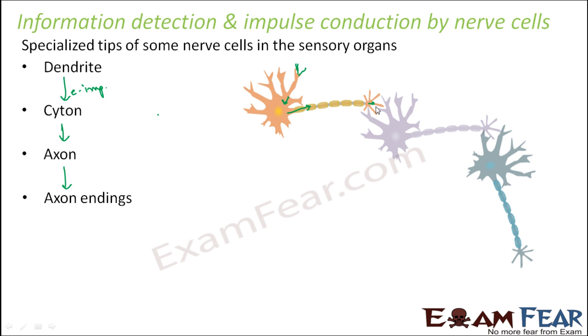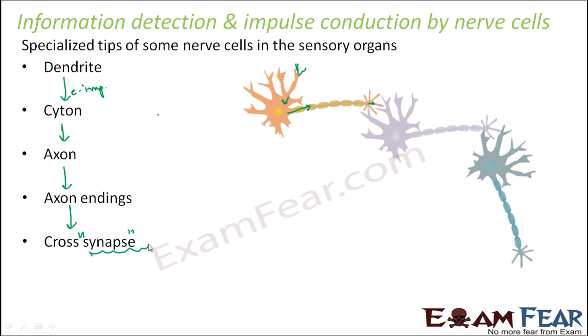Now at the axon endings, what will happen? The impulse will get converted back to chemicals. Like how here some chemical reaction happened and the electric impulse was generated, here again some chemical reaction will take place and the electric impulse will get converted into chemicals. Now what will the chemicals do? They will cross this boundary and reach another neuron. So from axon endings, it will cross the synapse.